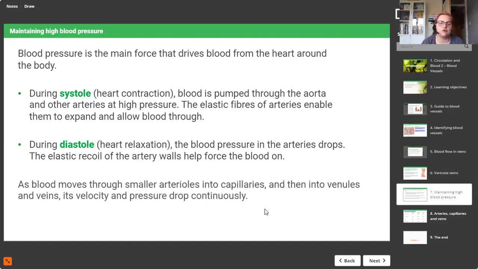As blood moves through smaller arterioles into capillaries and then into venules and veins, its velocity and pressure drop continuously.